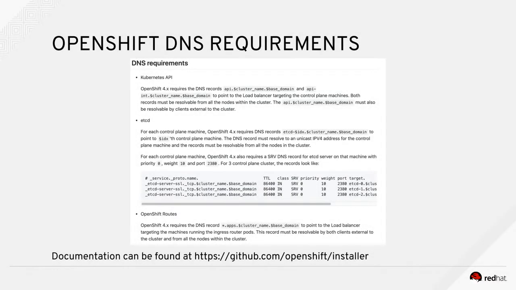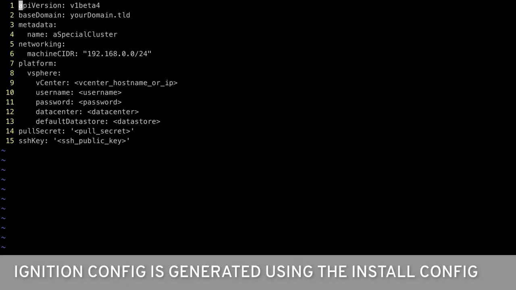First, we need to have DNS entries and a load balancer in place. The documentation covers the required DNS entries and which host the load balancer should be configured for. Since this configuration is specific to each environment, for this video it has been addressed prior to beginning. The next step is to generate the ignition configurations needed by the bootstrap, master, and worker nodes.